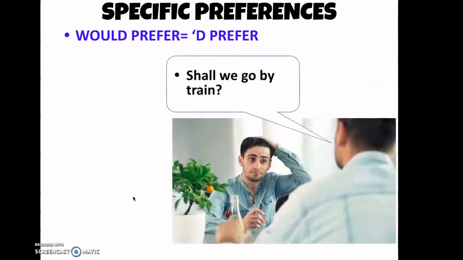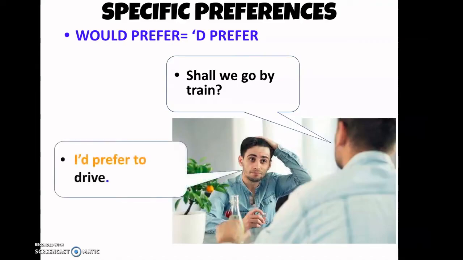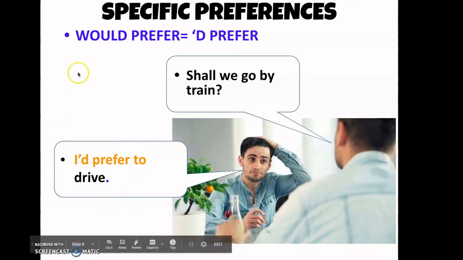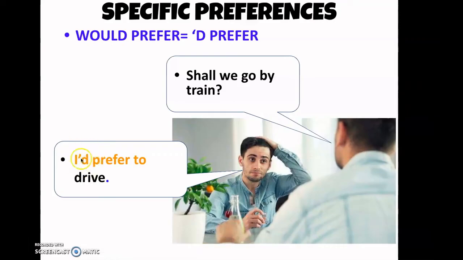Another situation: two friends, and one is asking, "Shall we go by train?" Because it's a specific situation and a specific question, he's going to reply, "I'd prefer to drive." So he's expressing what he prefers, again using would prefer. But remember, when we use would prefer, we are going to use to. I would prefer to drive.